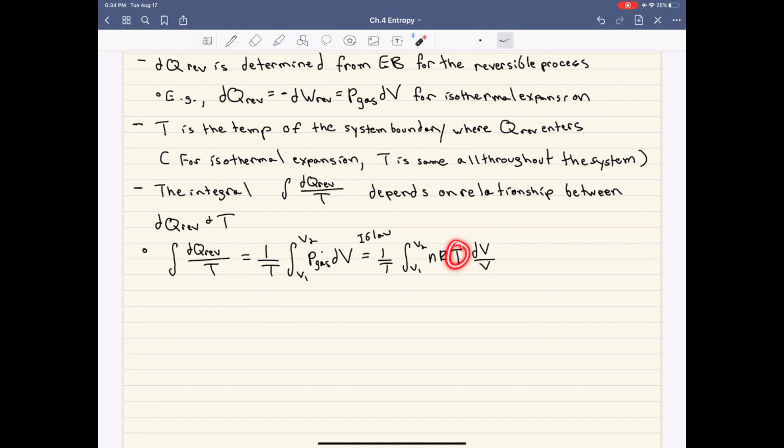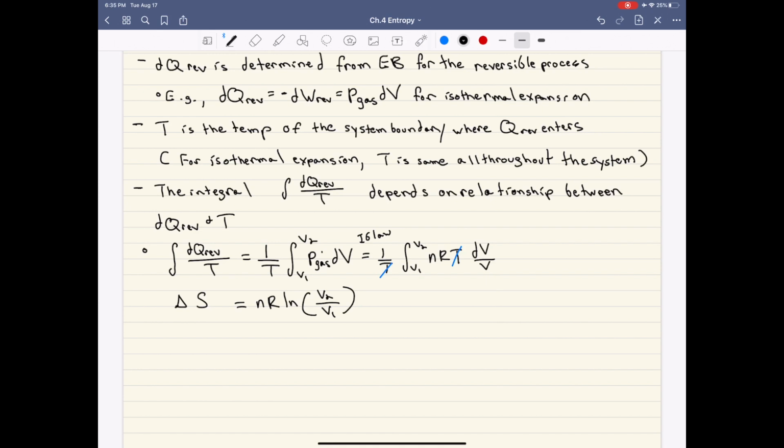This temperature is still a constant, and in fact, we could pull it out of the integral, and we could cancel it out with that temperature in the denominator. And so what we're going to get in the end is that this is equal to nR natural log of volume 2 over volume 1. Okay? And I said here that this integral from the second law of thermodynamics, this is going to be defined as the change in entropy of our system.